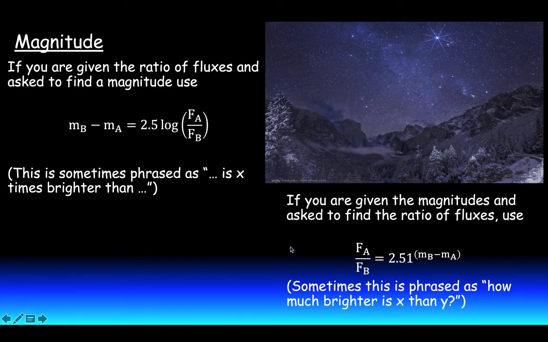If you're asked to find the ratio of the fluxes, very often this is phrased as how much brighter is star A than star B. Then you would use this equation where FA and FB are already by themselves and the magnitudes are up here in the exponent of this equation.